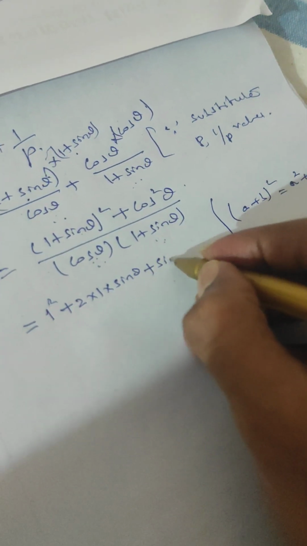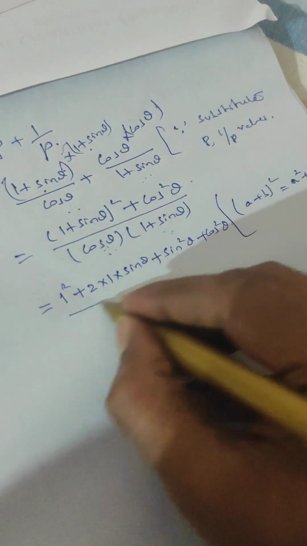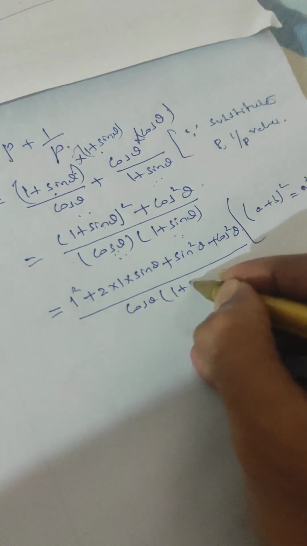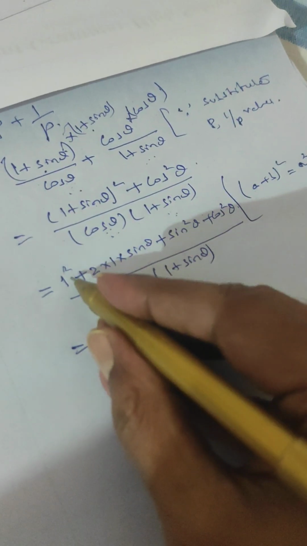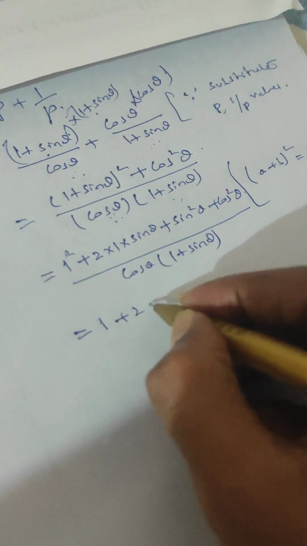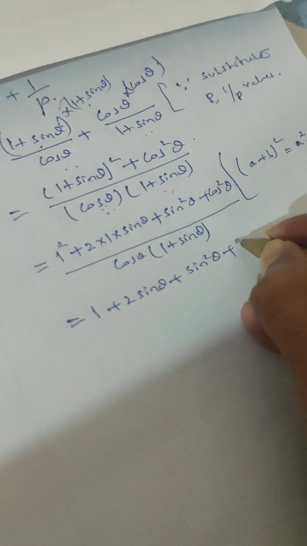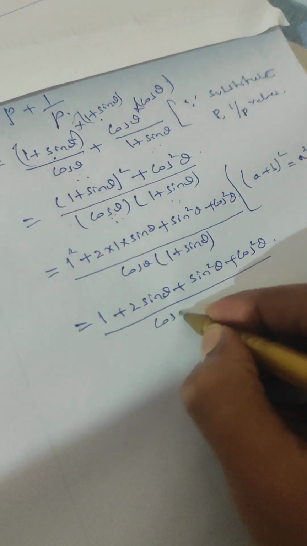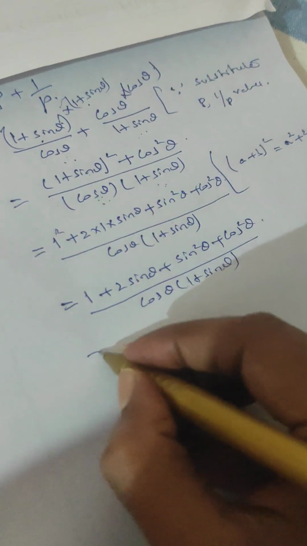B square means you can take as sin square theta, and the remaining cos square theta we are writing as it is, whole divided by cos theta into 1 plus sin theta, which I will write as it is for a moment. Now 1 square, 1 into 1 is 1, plus 2 into 1 into sin theta is 2 sin theta, plus sin square theta as it is, plus cos square theta as it is, whole divided by cos theta into 1 plus sin theta.